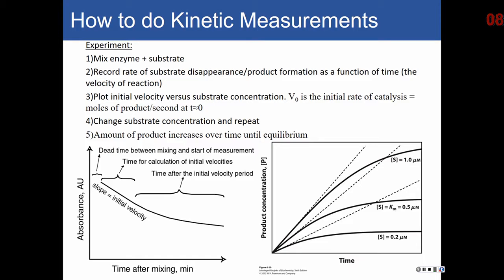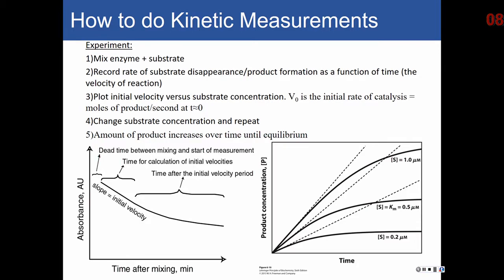So here is the way that they actually work on this. They mix an enzyme and a substrate, and then they look at the rate of the substrate disappearance, and then they plot the velocity versus the substrate concentration. So V naught, or V sub 0, is the initial rate that it happens. And then you change the substrate concentration and you repeat it. And you keep doing this over and over.